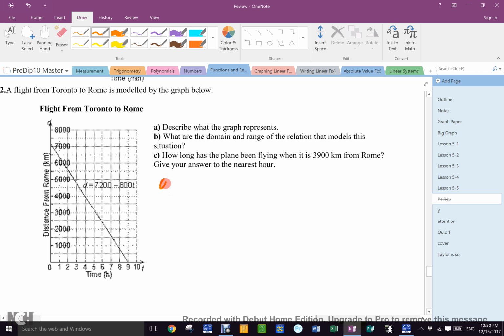What does the graph represent? How far a plane is from Rome in kilometers to hours. Sure, at a given time. To get a 4, it would be the distance from Rome to Toronto as a function of time. Because it's the time that's changing, because the time is the independent variable, right?